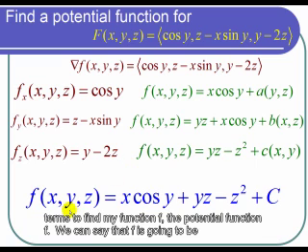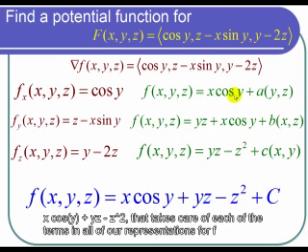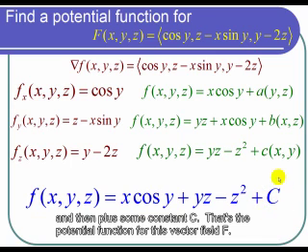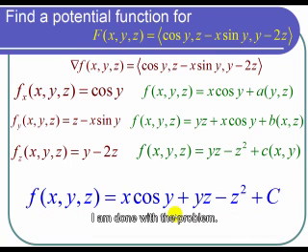So we could say that f is going to be x cosine y plus yz minus z squared. That takes care of each of the terms in all of our representations for f, and then plus some constant c. And that's a potential function for this vector field F. And I'm done with the problem.